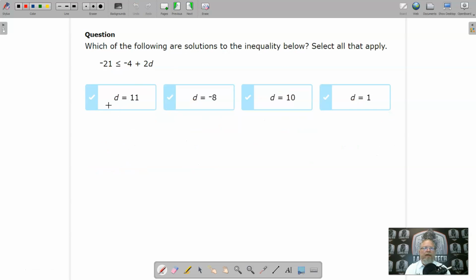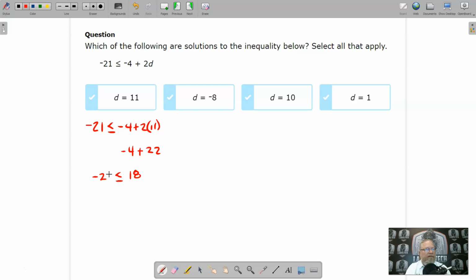On this one here, I'm so tempted to just solve it and then see which ones work, but instead, we'll go ahead and evaluate each of them. I have negative 21. It's supposed to be less than or equal to negative 4 plus 2 times whatever d is, and here d is 11. So I'm going to go ahead and just work the right side for now. Negative 4 plus 2 times 11 is 22, and negative 4 plus 22, well, I actually need to subtract 4 from 22, and that would give me 18, and the 22 has a greater absolute value than the negative 4. 22 is positive, so I'm going to leave that positive.